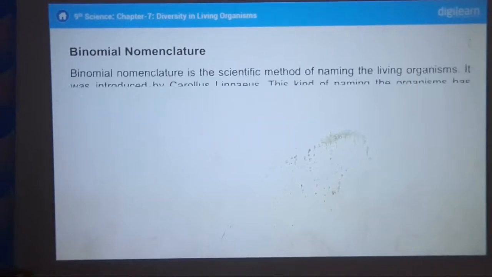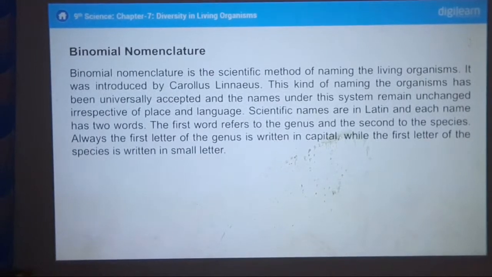Binomial nomenclature. Binomial nomenclature is a scientific method of naming the living organisms. It was introduced by Carolus Linnaeus. This kind of naming the organisms has been universally accepted, and the names under this system remain unchanged irrespective of the place and language. Scientific names are in Latin, and each name has two words.